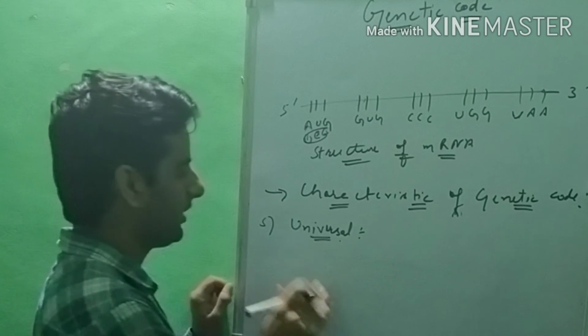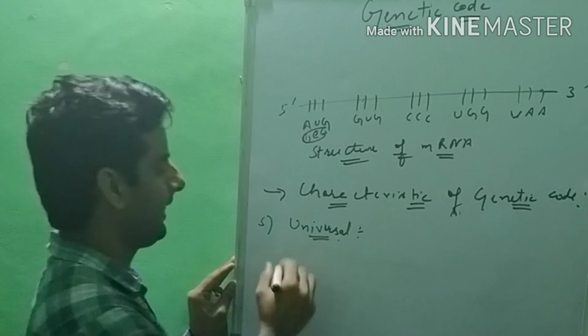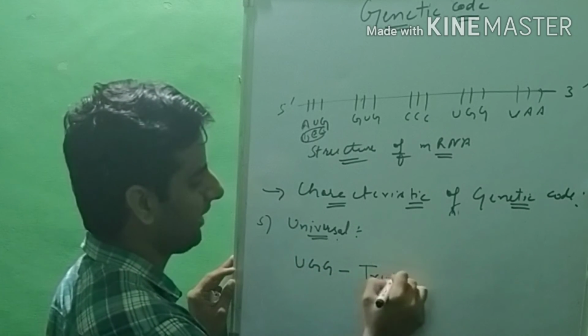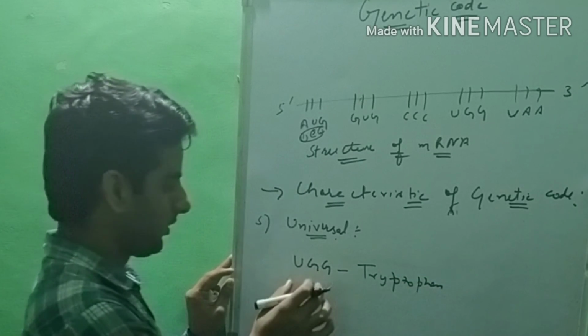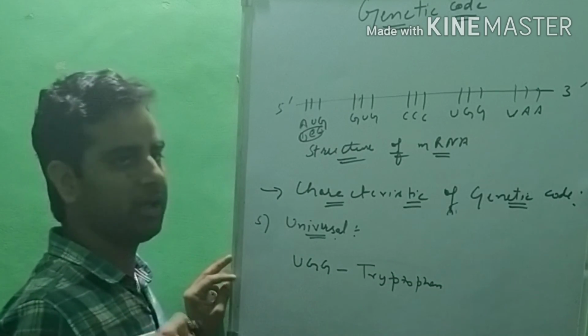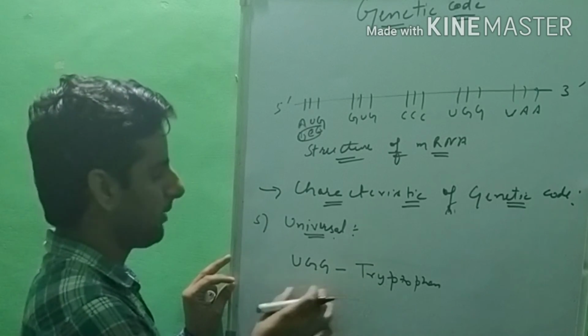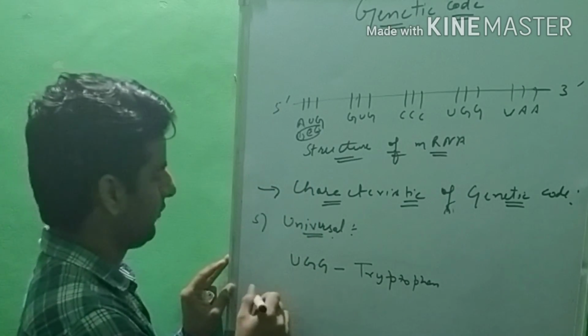Another feature of the genetic code is that it is universal. By universal we mean that if the UGG codon is present in our body, then it will code for tryptophan. And if this codon is present in the body of any animal or bacteria or viruses, then it will code for the same amino acid. Then we can say that our genetic code is universal.